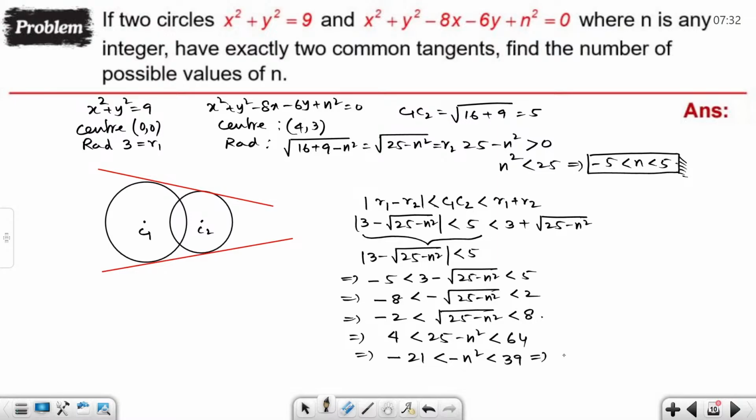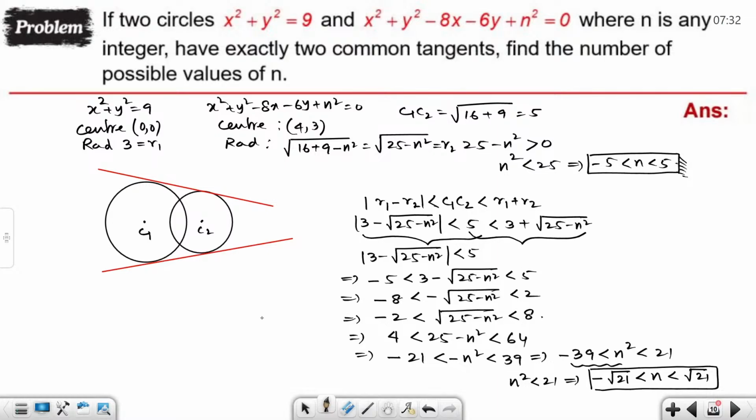So from here we can write, okay, now n square is always greater than minus 39, so I don't need to write this part. I will simply write that n square is less than 21, which implies n is lying between minus root 21 and plus root 21. This is the first condition that we got. Now we will use this part to get another condition. So 5 is less than 3 plus root over 25 minus n square, and we have to combine the final result, isn't it?